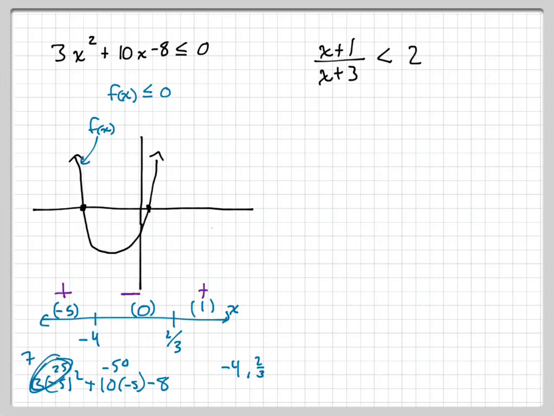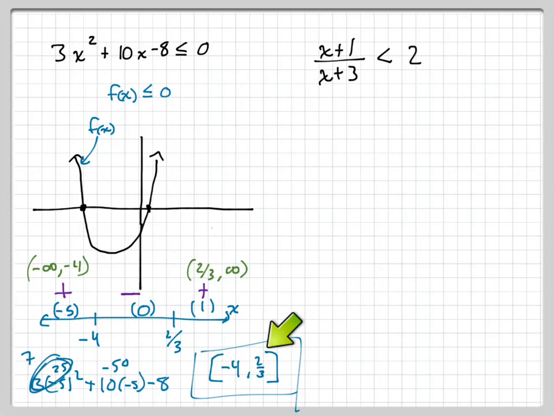Now I have a question. How do you know if it's going to be parentheses or brackets? You see that little line right there? If it has an equal to, then you know that it's brackets. Make sense? Yes. Okay. The other intervals, just so you can see them: the interval right here would be 2 over 3 to positive infinity, and the interval right here would be negative infinity to -4. Okay?